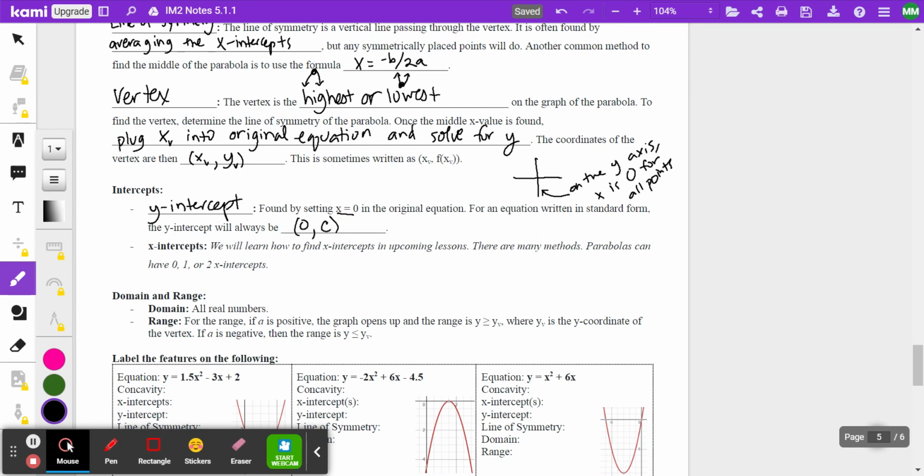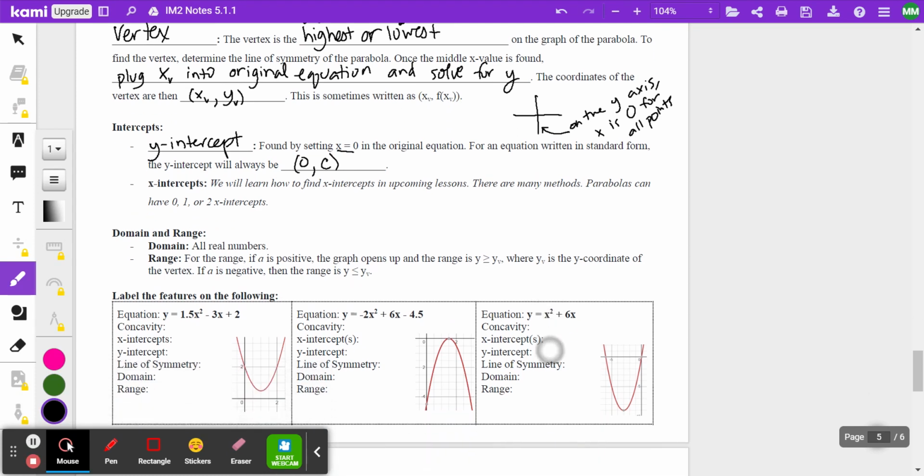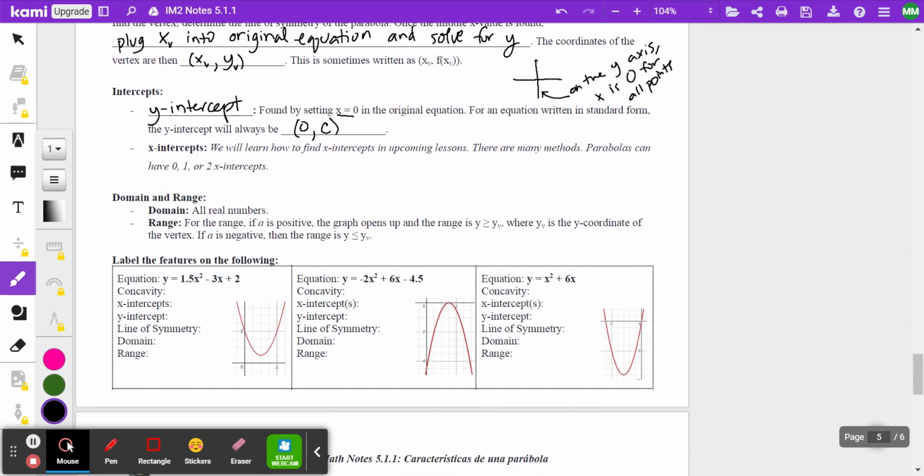X-intercepts. Now we're going to learn how to find x-intercepts in upcoming lessons. There are lots of methods. Parabolas can have 0, 1, or 2 x-intercepts. Okay, domain and range. We're not going to be listing the domain and range for all of these problems, but domain and range are important concepts, so they're included in these notes. Domain, all real numbers. For parabolas, x can take on any value. Range. When a is positive, the graph will open up, and the range will always be y is greater than or equal to the y-coordinate of the vertex, where yb is the y-coordinate of the vertex. Anyway, if a is negative, then y would be everything below that.